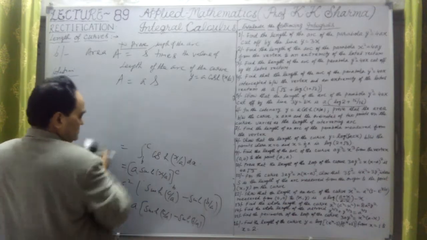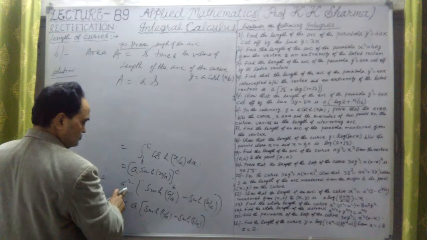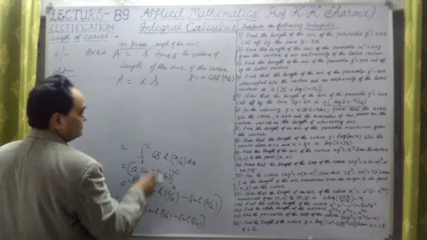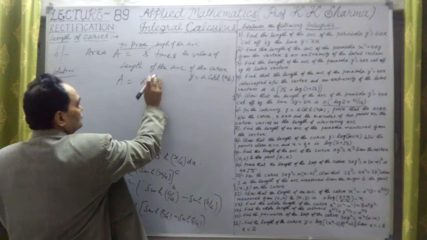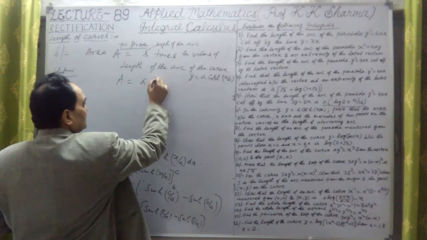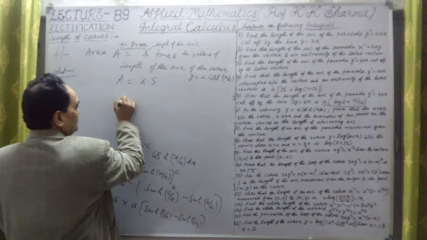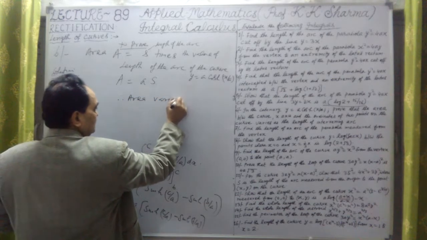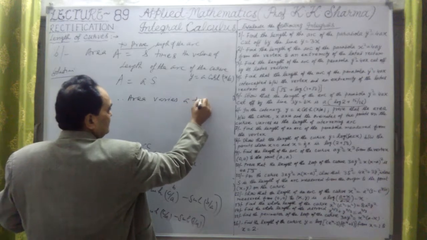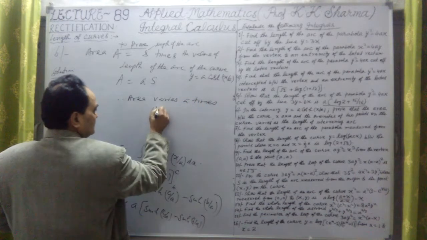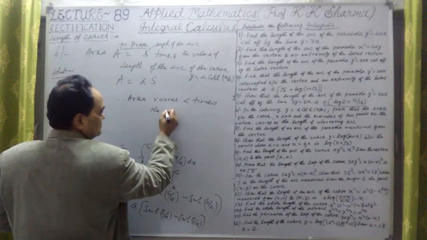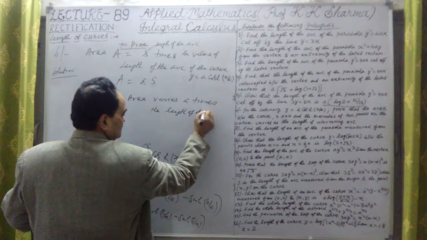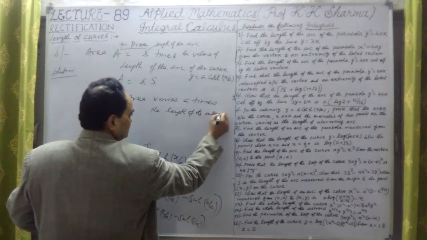because this is A square into S. Sorry, A into S. A square into this. But A into this was S, the length of the arc here. Let me write here S. Therefore, area varies as the length of the arc. The length of its intervening arc.